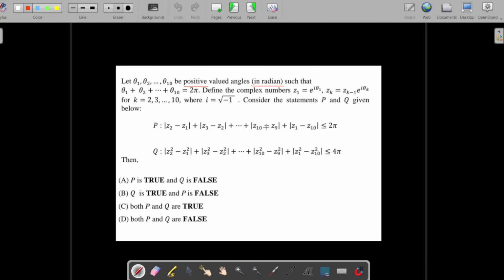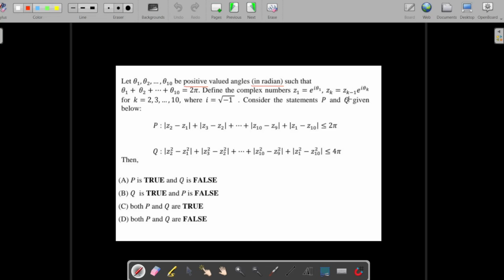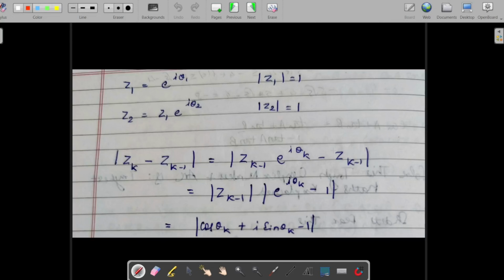We will come to that later, but let's just first focus on z of k minus z of k minus 1. So it will be z of k minus 1 into e raised to the power i theta k, because that is how the complex number is defined or is given, minus z of k minus 1. So you can take mod of this outside because this is a common term, this is 1. So we are left with this and we need to focus on this, cos theta k plus i sin theta k minus 1.